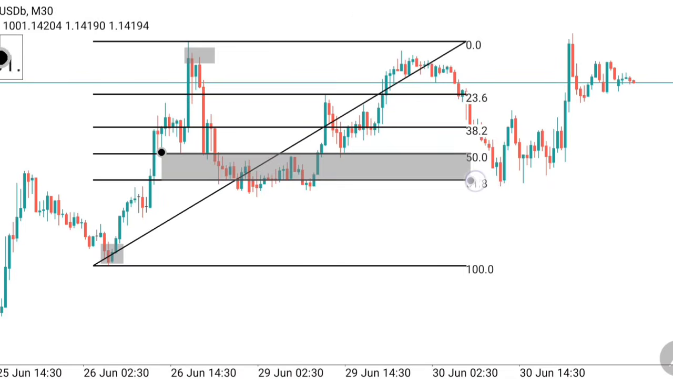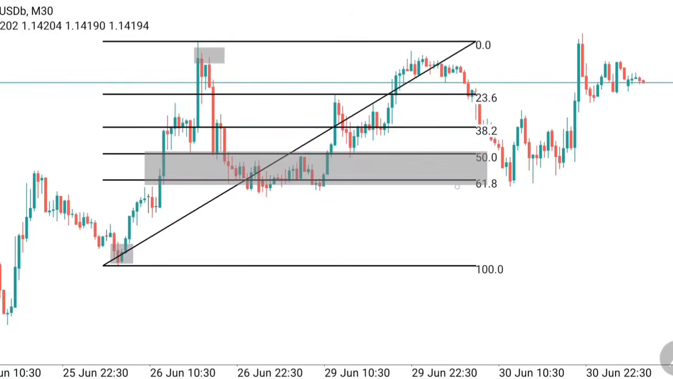Other Fibonacci levels. So we have shaded our golden zone. This is called the golden zone. The Fibonacci level in between, the space in between the level 50 to 61.8, that is the golden zone. So that is what we're going to mark.